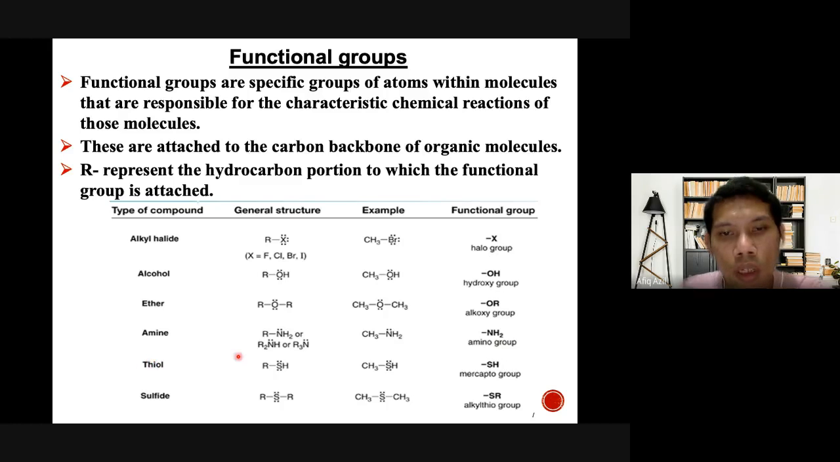And then you have thiol. Thiol is when you have the R or the carbon backbone attached to a sulfur and hydrogen, SH. So this is known as mercapto group, but the type of compound is known as thiol. And then for sulfide, you have RSR. So this is similar to ether, all single bond. And the SR group is known as alkyl thiol group.